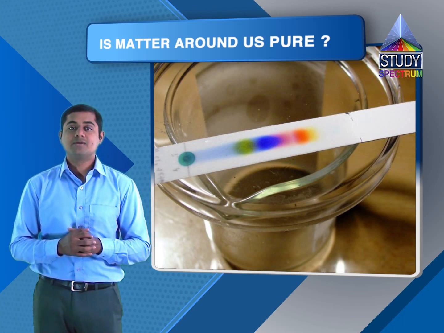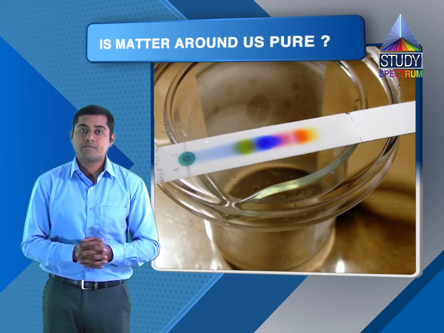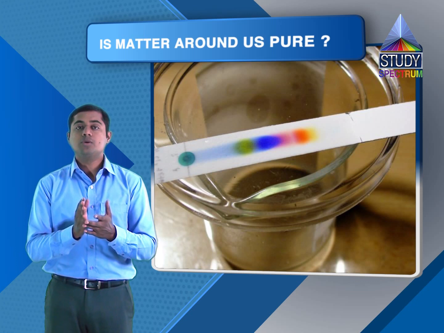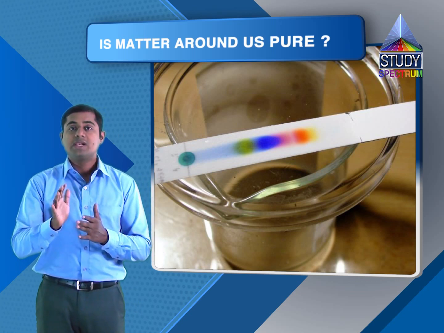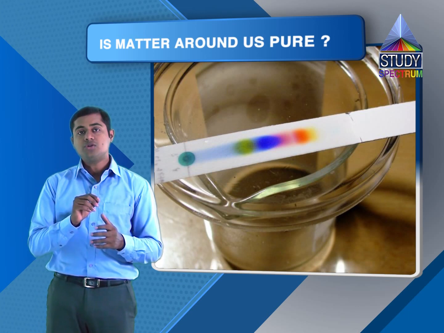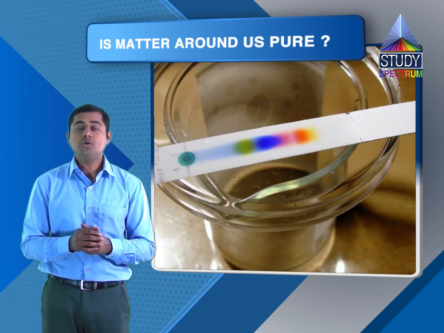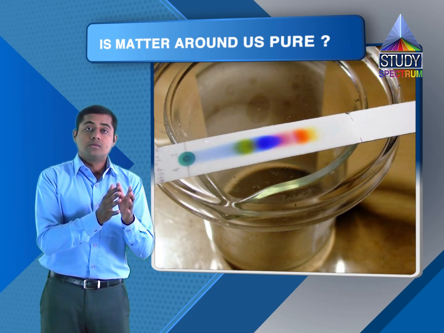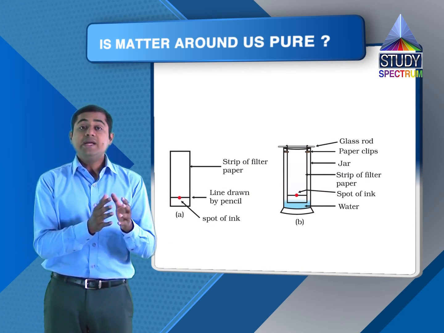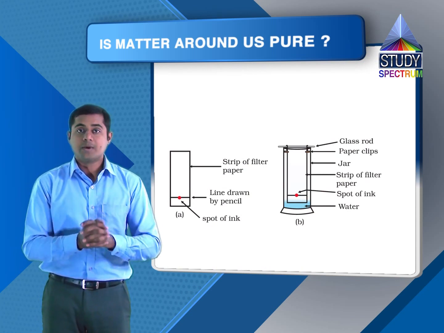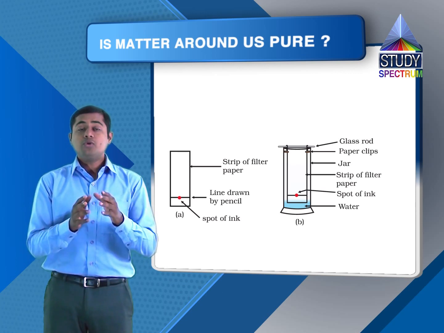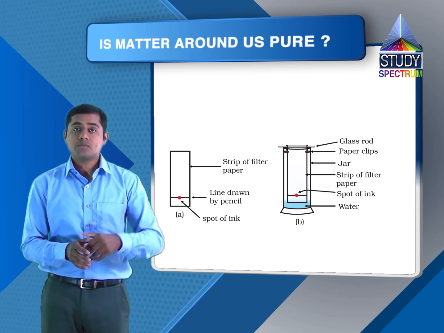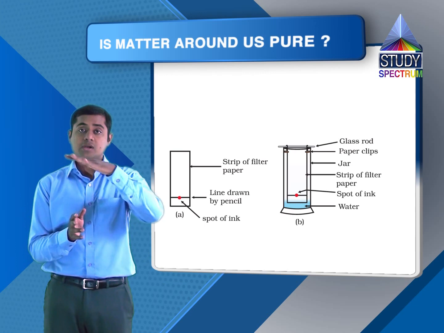There is an experiment. Let's take a filter paper strip. On that filter paper strip, near the bottom, let's draw a horizontal line. Now, on the horizontal line, at the center of that line, put a dot of the ink. Let's wait for some time so that the ink gets dried up on the filter paper. Now, put that filter paper in a test tube or a beaker vertically, tied up with the lid on the top.